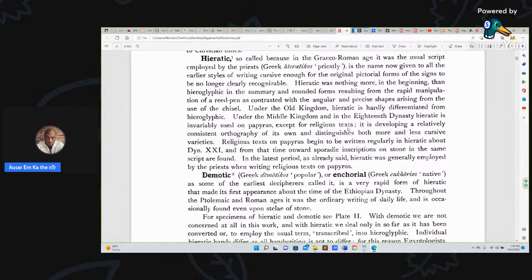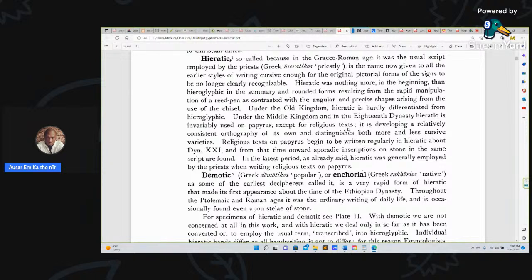It says, under the Old Kingdom, hieratic is hardly differentiated from hieroglyphic. Number one, we know which one came first because we just heard the statement. It says, under the Middle Kingdom and in the 18th dynasty, Akhenaten, Amenhotep III is daddy, King Tut, blah blah blah blah, is invariably used on papyrus except for religious text. Except for religious text. Let's keep going.